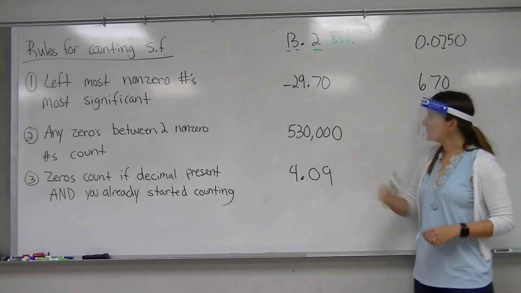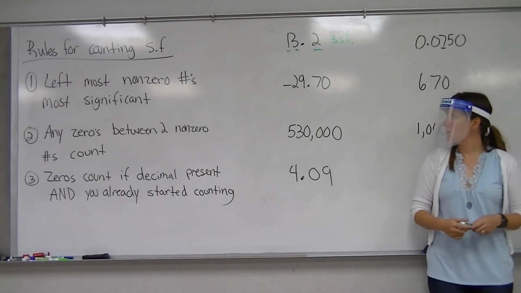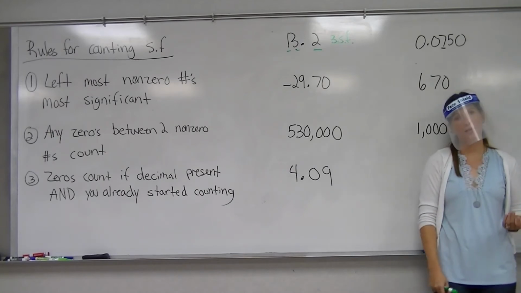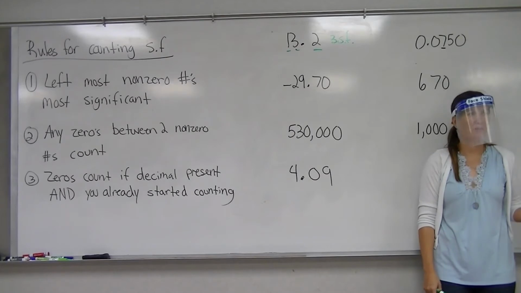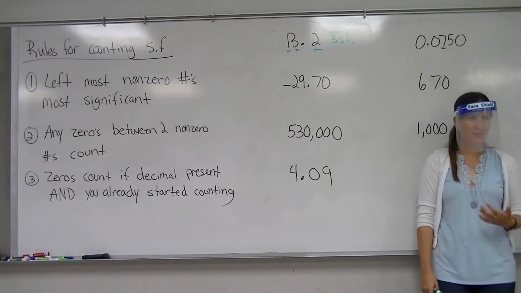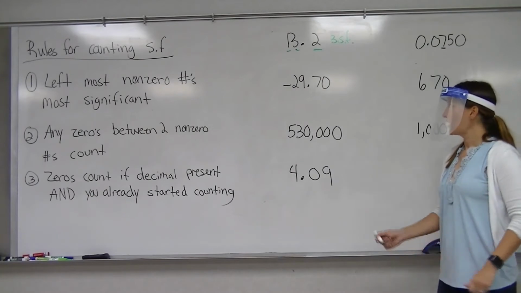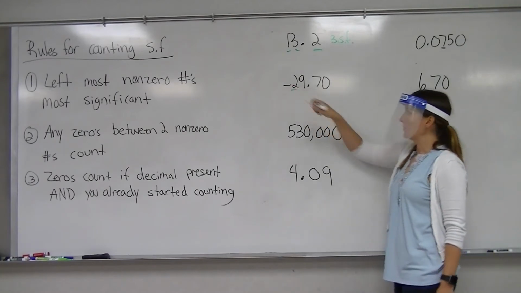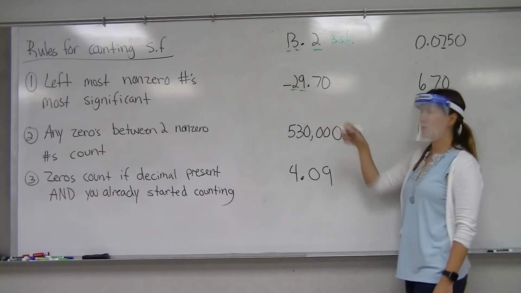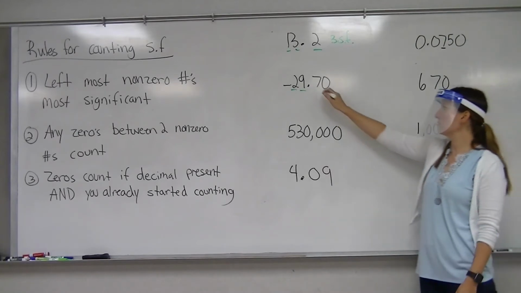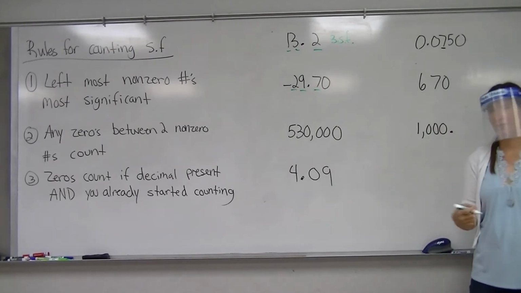All right, so the next one's a negative 29.70. So I wanted to put a negative number in here to show you that it doesn't matter if it's positive or negative. We're still counting the significant figures the same way. Right? We start counting at our first non-zero number, which is the 2. The 9 is then going to count because it's not 0. The 7 counts because it's not 0.